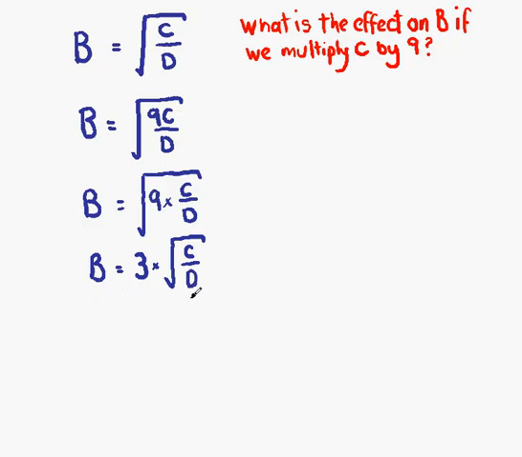So what we have in this line is exactly the same as the top line, only we are multiplying by 3. So the question was, what is the effect on b if we multiply c by 9? Well, in this case, b is multiplied by 3. And that's our final answer.